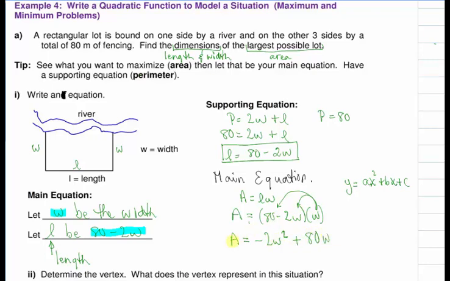Now if you compare what we have for our area to the standard form of our quadratic, notice that we don't have a constant term in our area formula, okay? And that's all right. If you go back to what we did at the beginning, the only thing that we really need in order to have a quadratic is that we have a squared term, and we do. We have a w squared term here. So we know that this will be a parabola when we draw it. Okay, so this is our quadratic function.